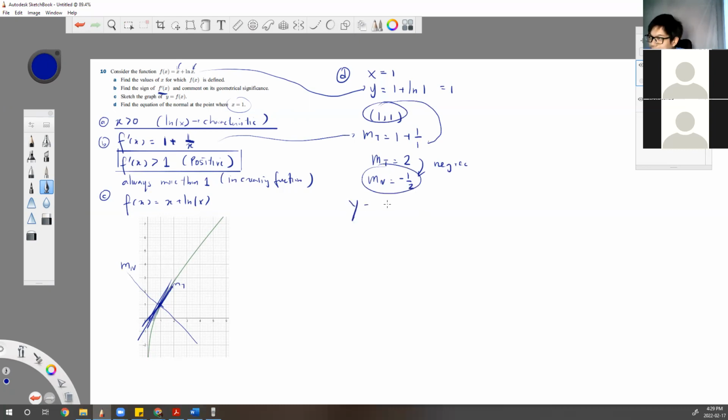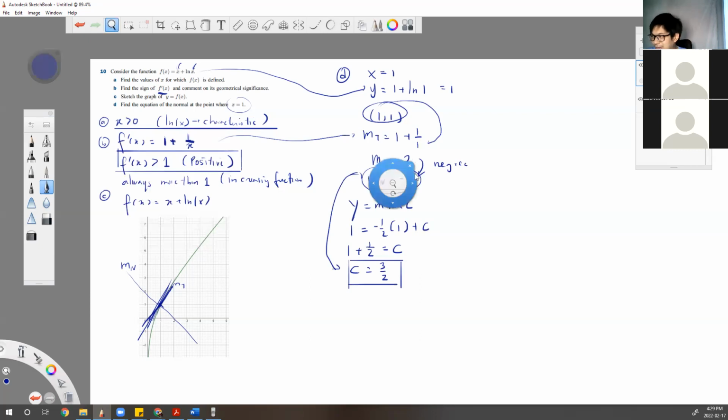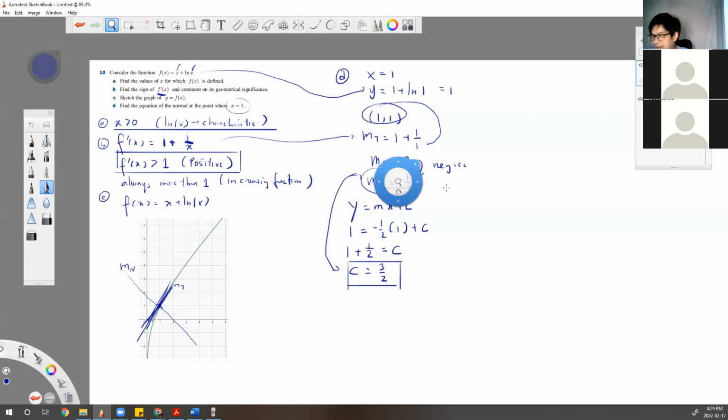y equals mx plus c, the y is 1. 1 plus half equals c, right? So c equals 3 over 2. I better write the improper fraction than the mixed fraction. I don't know why, that's only my preference. So you can use 1 over 2, you can use 1.5, you can even use negative 0.5.